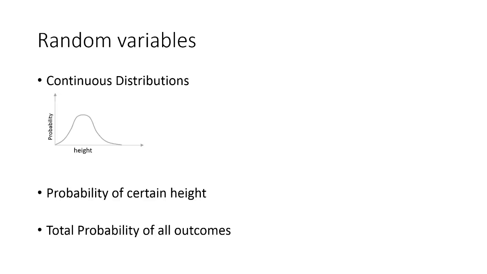What it means is you take something like the probability of a certain height. A height can be 130 centimeters. So that could be one number out here. But it could also be 130.001 centimeters. It could also be 129.999 centimeters.